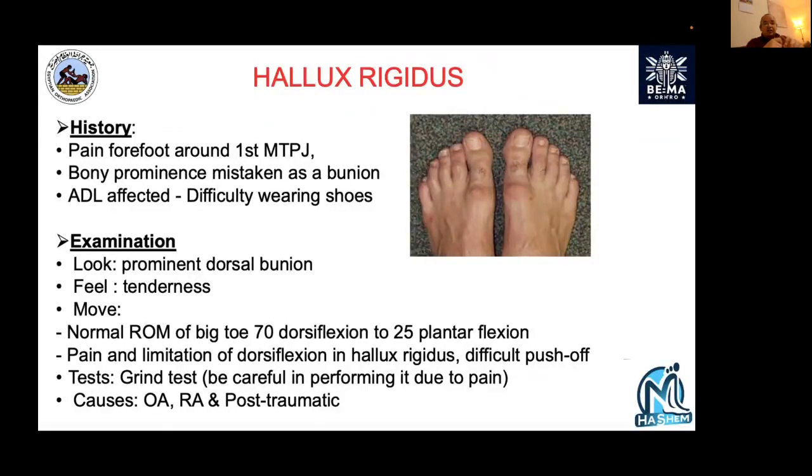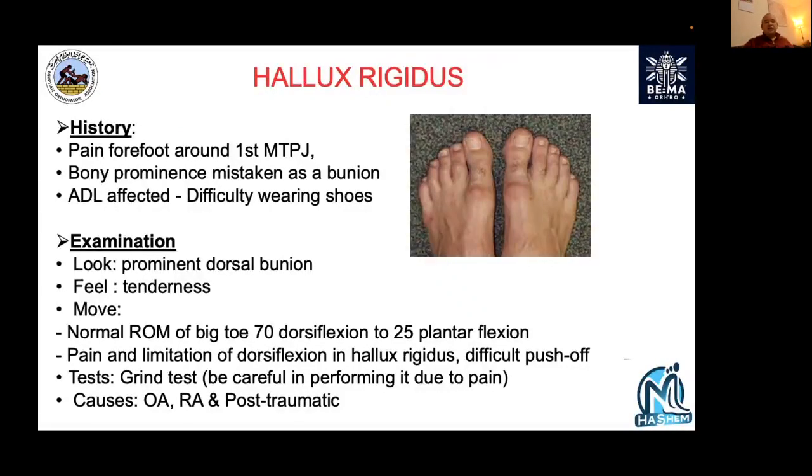You can do the grind test, and you need to understand the grind test. It's a very painful one, so be careful. Alert your patient that you're doing a painful maneuver. Basically, you axially compress and start to rotate. You alert the patient, have a look at the face, compress the first MTP joint and start to rotate. So grinding means compression and rotation.